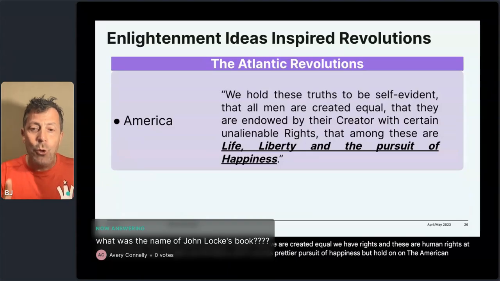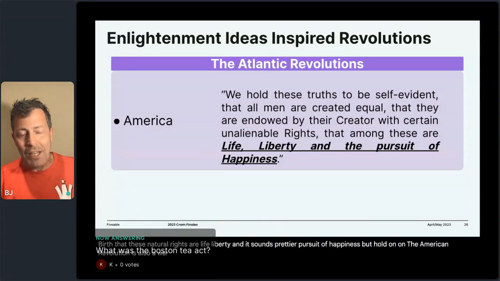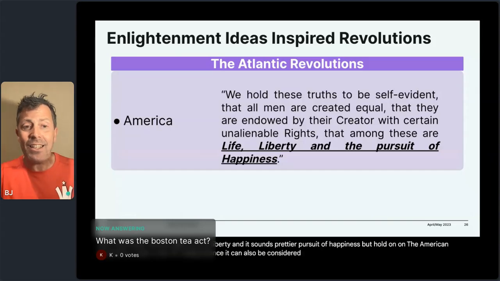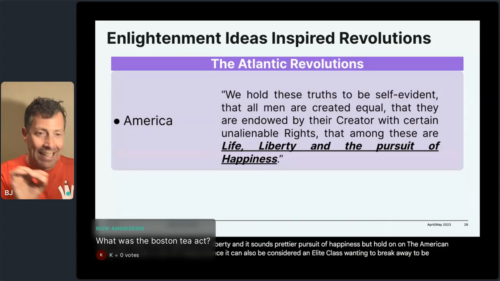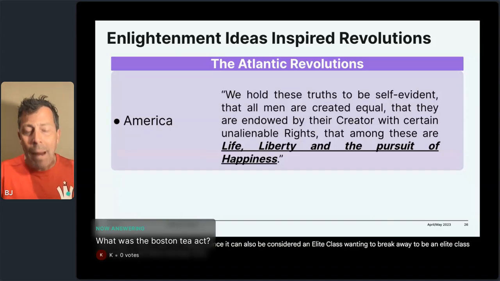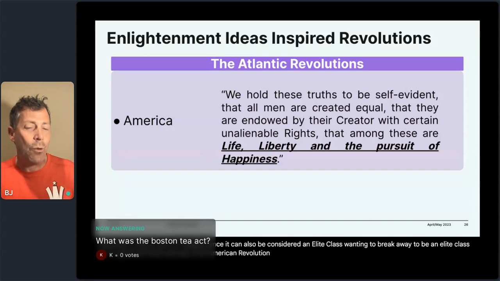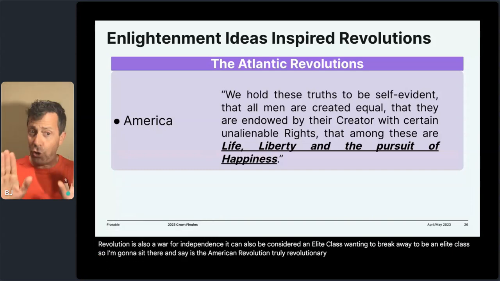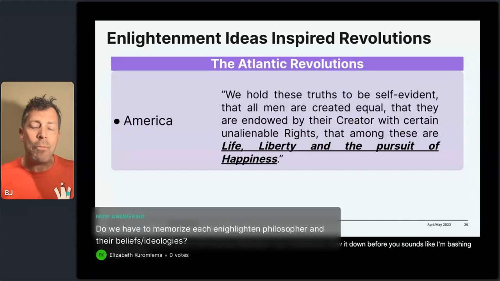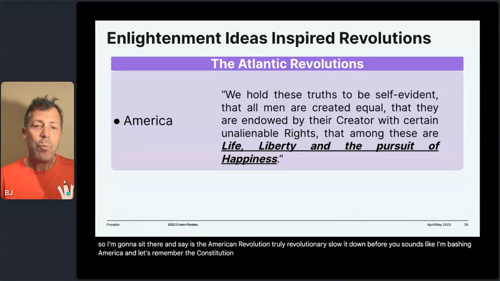The American Revolution is also a war for independence. It can also be considered an elite class wanting to break away to be an elite class. So I'm going to sit there and say, is the American Revolution truly revolutionary? Slow it down before you sound like I'm bashing America. And let's remember the Constitution.